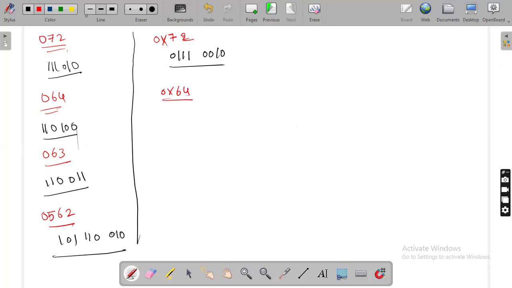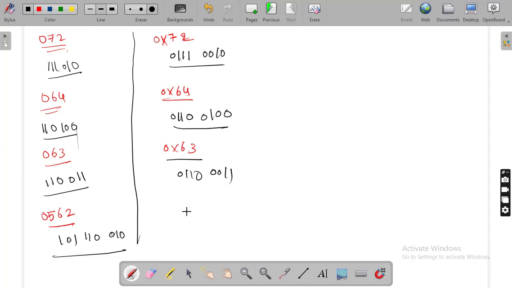Similarly, how to write the binary for hexadecimal 64? Same, each digit represents 4 bits. So 6 means 0, 1, 1, 0. How to write 4? 0, 1, 0, 0. This is the binary for hexadecimal 64. Similarly, for hexadecimal 63, each digit represents 4 bits. So 6 means 0, 1, 1, 0, and 3 means 0, 0, 1, 1.